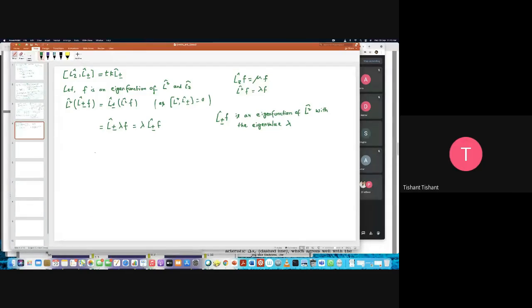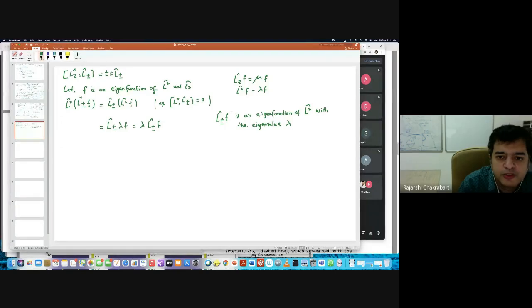Sir, can you please explain this? When L plus minus operates on f, it gives you something like f nu. And I have shown you that L square, when it operates on f nu, gives lambda times f nu. This is f nu. I am writing it using a different notation. So now let us calculate this.